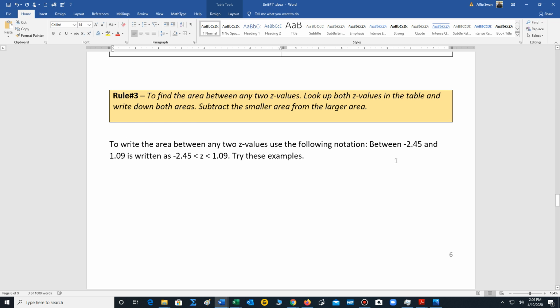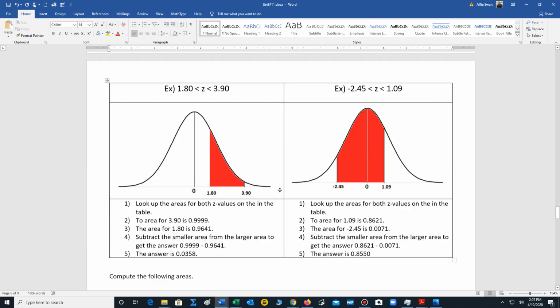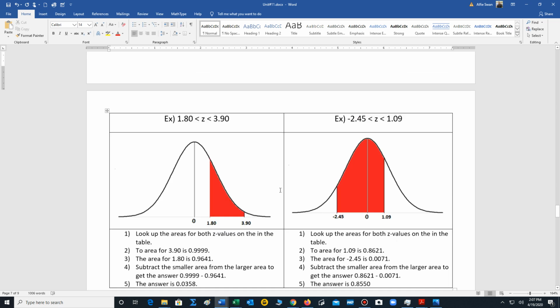So, I just want to highlight some notation here. Whenever we're looking to find the area between negative 2.45 and 1.09, you can just say that it can be written using this notation here in math. Even though it looks a little confusing, the way you would read this notation is that z is between negative 2.45 and 1.09.